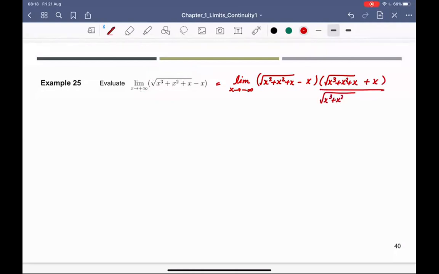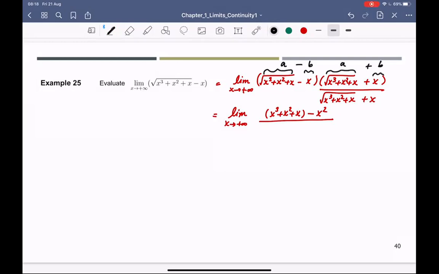Well, I multiply by its conjugate first, right? And then after that, I simplify it. So I'm going to have x go to plus infinity. And then on the numerator, I have x cubed plus x squared plus x, and then minus x squared. So this is from a minus b, right, multiplied by a plus b. And then after that, I have this, and on the denominator, I have the square root of x cubed plus x squared plus x, plus x.